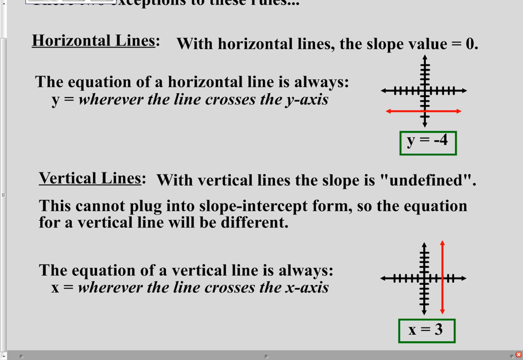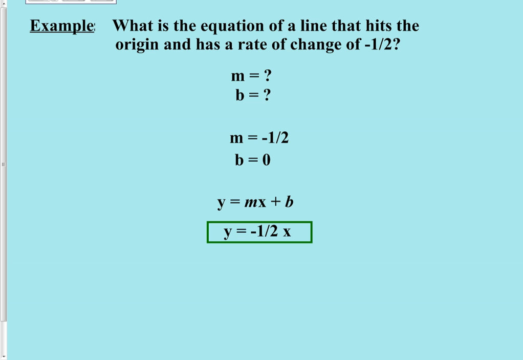Okay, same thing with the vertical line, although you cannot actually use the slope-intercept form for a vertical line, and that is because our slope value is undefined. You cannot plug an undefined value into an equation without wrecking the equation. But once again, think about it like this. The vertical line only crosses one axis. That would be the x-axis. So our equation will be x equals, and then wherever the line crosses the x-axis. In the bottom case, that would be a 3. X equals 3.